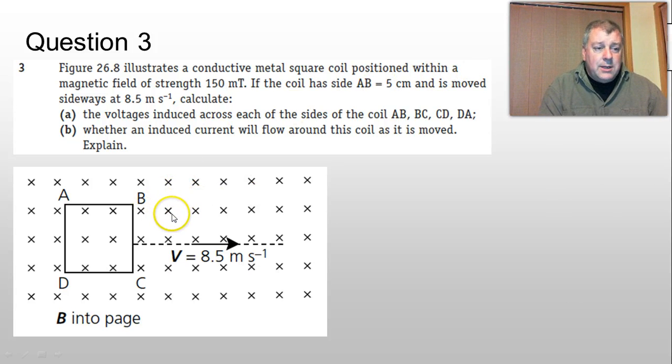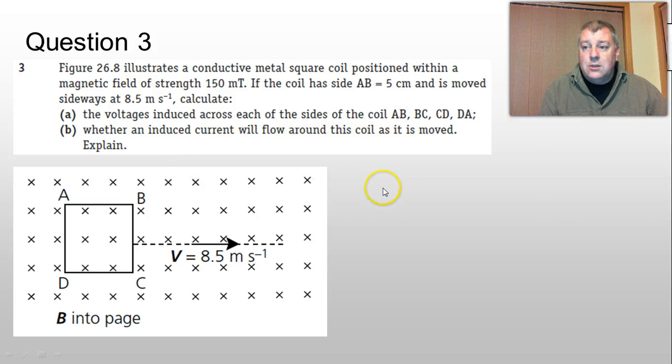So which is into the page. If the sides are 5 centimeters and it's moved at a velocity of 8.5, calculate the voltage induced across each of the sides of the coil. So that would just be using Faraday's law, and whether an induced current will flow around this coil as it is moved. Explain.